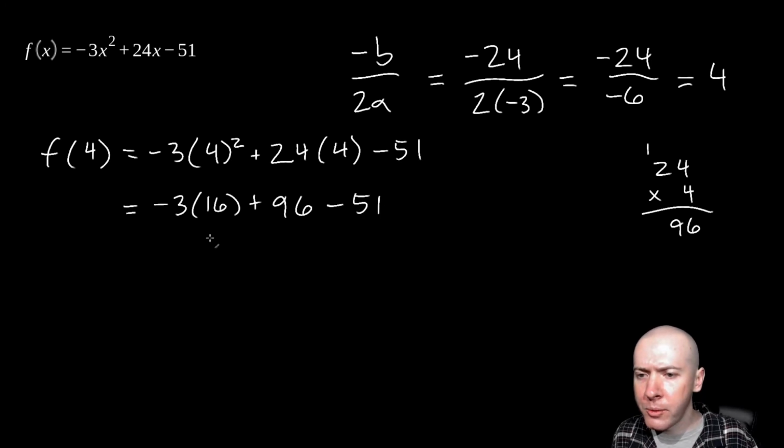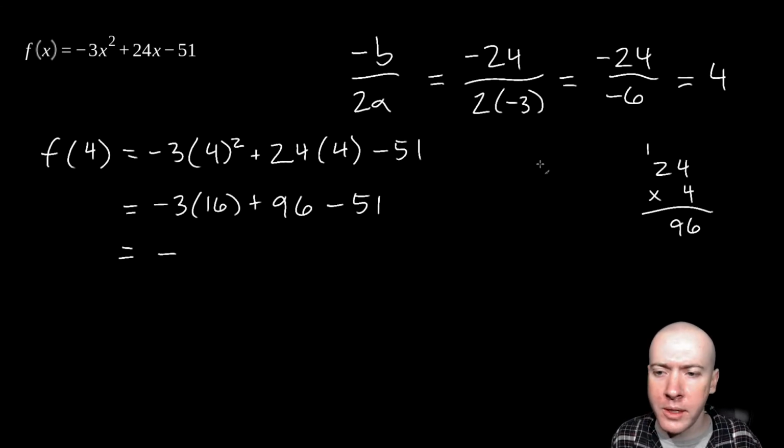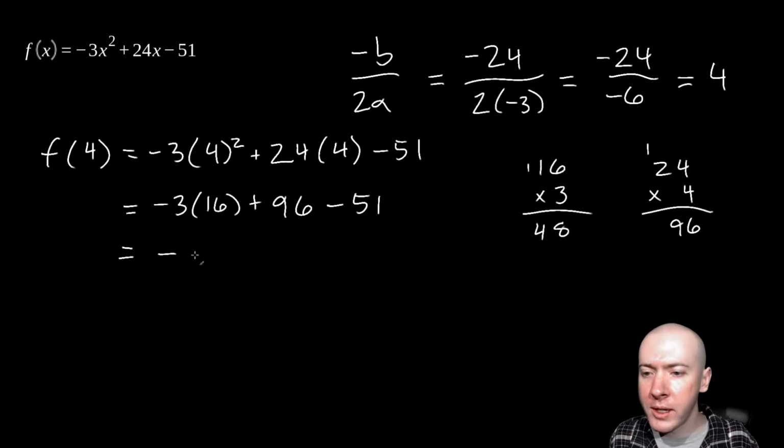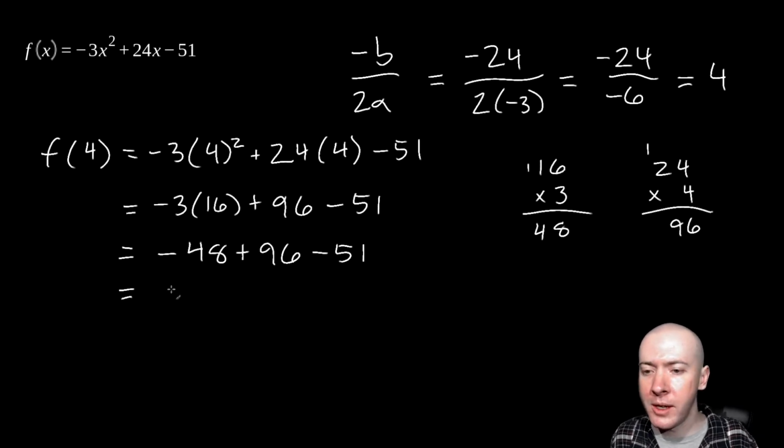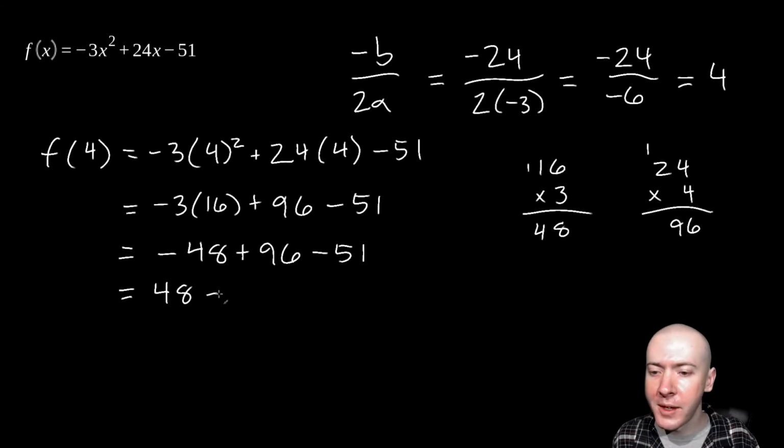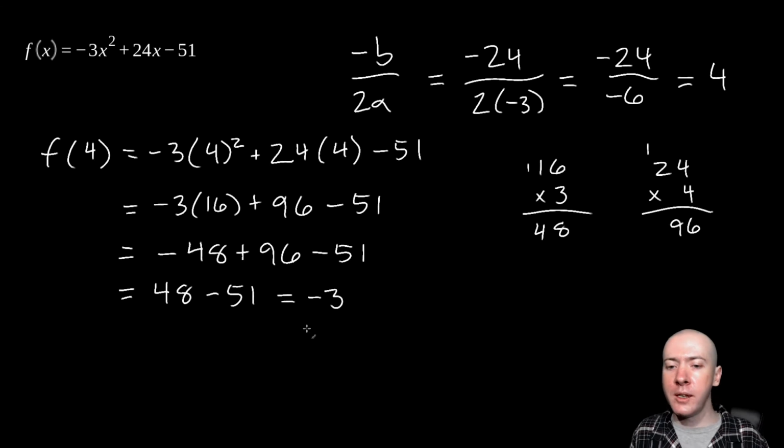Now here on the front, what is negative 3 times 16? It's negative, and what is 16 times 3? It's going to be 48. So negative 48 plus 96 minus 51. All right, now 48 is half of 96, right? So negative 48 plus 96 is going to be positive 48. And 48 minus 51 is negative 3. So negative 3 is the y-coordinate of the vertex.